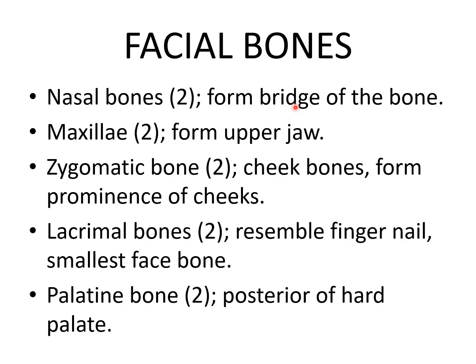From the cranium, let's go to the facial bones. These bones are 14 in number. Let's look at how we've come up with the 14. We have the nasal bones. They are 2 in number. They form the bridge of the nose. Then we have the maxilla. There are 2. They form the upper jaw. We have the zygomatic bones. Here they are also 2. These are the cheekbones. They form the prominence of the cheeks.